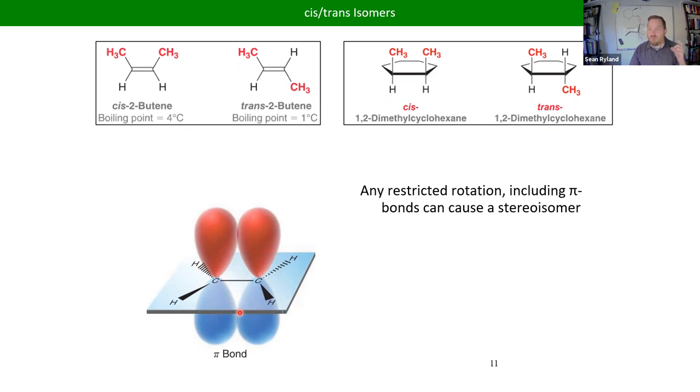So pi bonds won't freely rotate the way that sigma bonds do, which means we also get cis and trans for pi bonds. Pi bonds have a similar property where the substituents attached to the carbon can be on the same side, which we call cis, or the opposite side, which we call trans. Just like with the ring structure. You guys see the similarities? We're going to skip over this for now. We're not going to learn about naming alkenes, which are carbon-carbon pi bonds, yet.